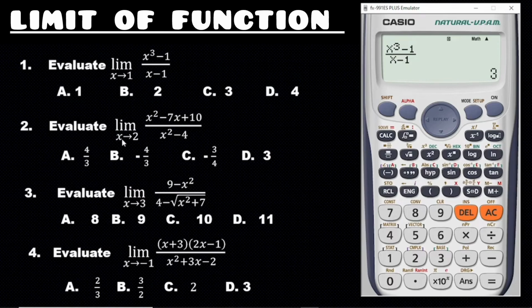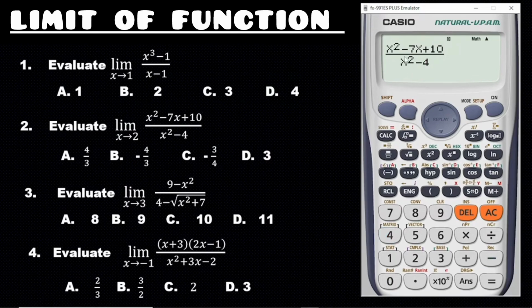The next question: evaluate the limit of x squared minus 7x plus 10 all over x squared minus 4. And the limit is as x is approaching 2. So we enter the expression. So we have the fraction button, x squared, and then minus 7x, so 7 alpha x, and then plus 10. We are done with the top. Let's go down. The down one is x squared, so alpha x, we square it, and then minus 4.